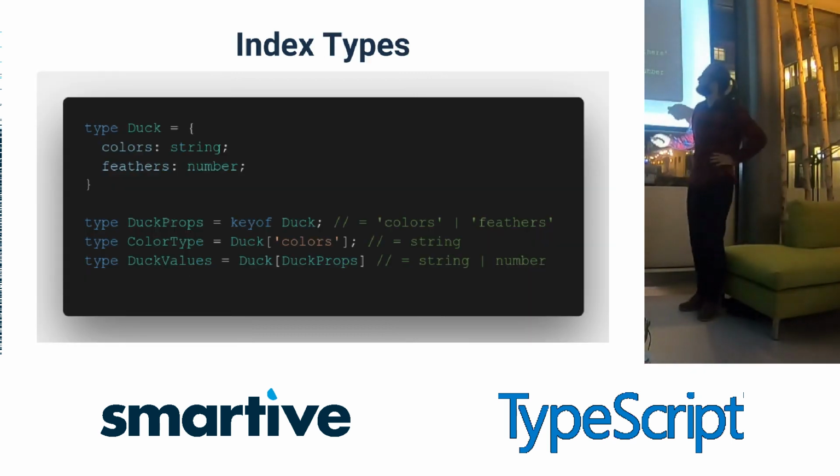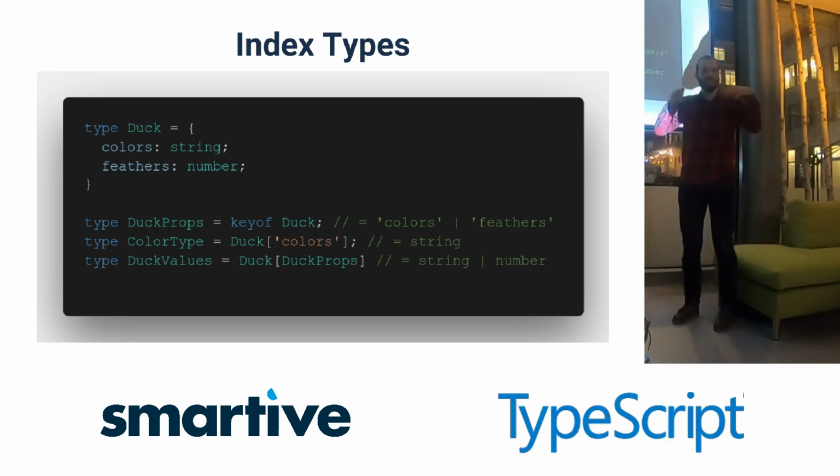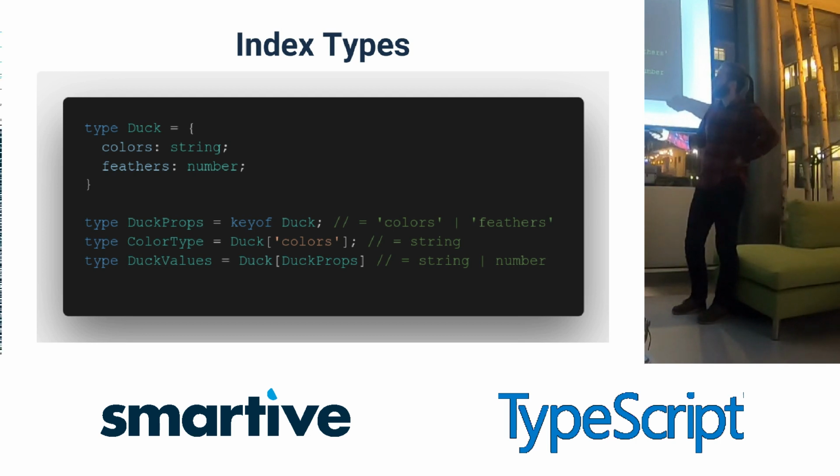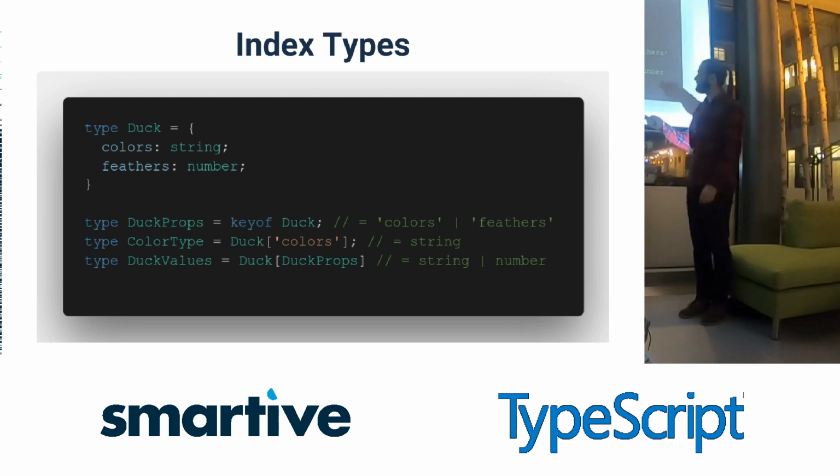Okay. So index types, here we are starting to get a bit more advanced. You can get types by inspecting object types. So keyof Duck gives you basically the set of all possible key types, so colors and feathers. And then you can get a property. For example, Duck['colors'] has the type string. Or you can do it with all keys, and then you get string or number. So these are all the possible Duck value types.